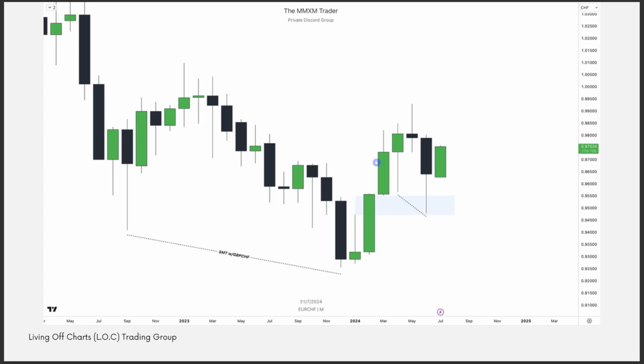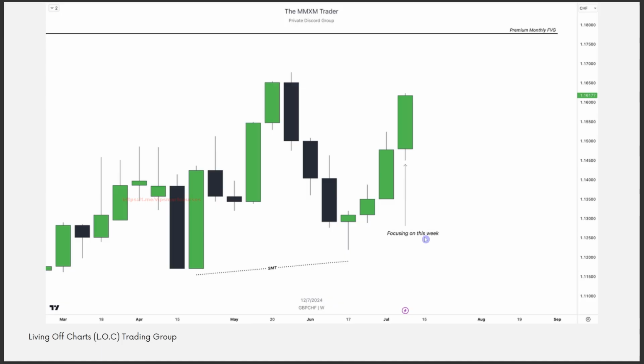And we go to the Euro CHF monthly chart, same thing, right? We hit a key level over here with SMT on the lows, and we had that SMT prior as well. So this one is also more likely to expand up higher based on these concepts. Now we have the GBP CHF weekly chart, right? Remember we had the SMT and we're drawing towards that premium monthly fair value gap, right? So we have a draw on liquidity, we have confirmation by SMT, and now we're going to focus on this weekly candle over here.